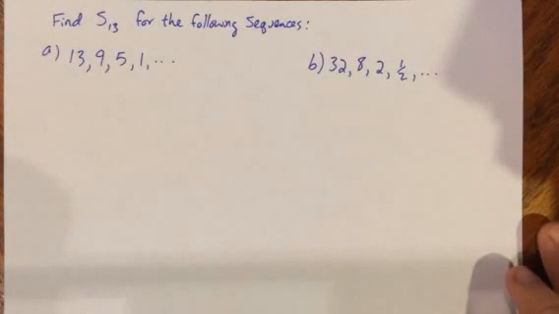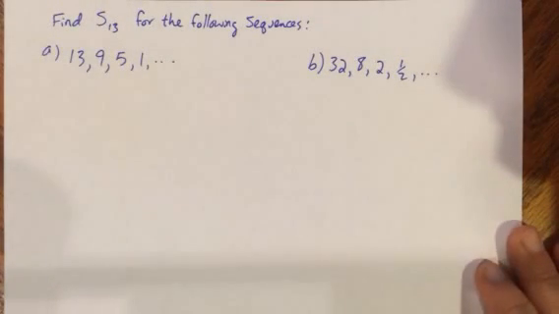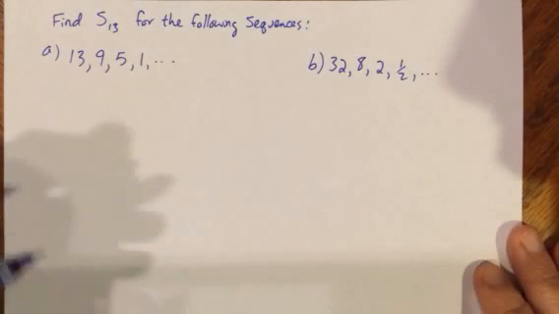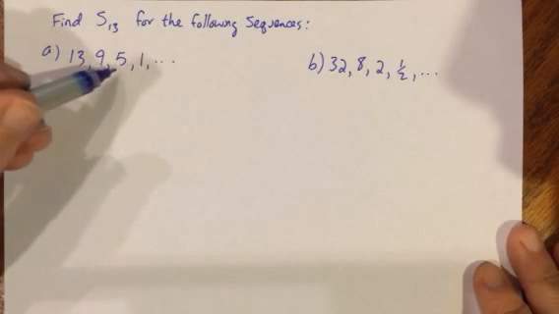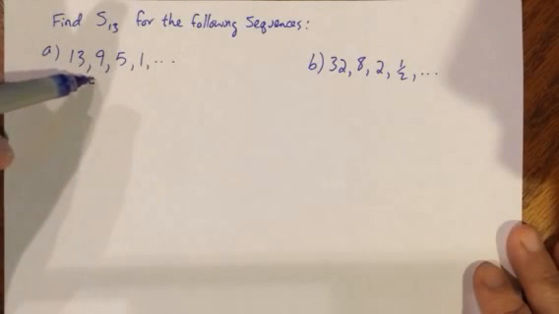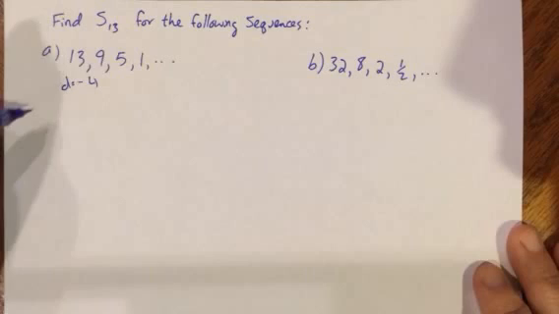So let's try to find S13 for the following sequences. And again, I need to know if they are arithmetic or geometric. So I'm going to start off by seeing if there's a difference. 13 to 9 is a difference of 4. 9 to 5 is a difference of 4, and I'm going down. So it seems to have a difference of minus 4.